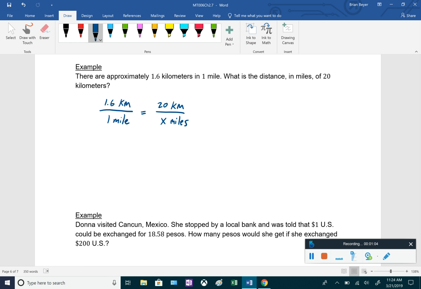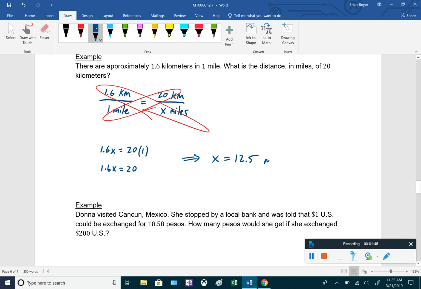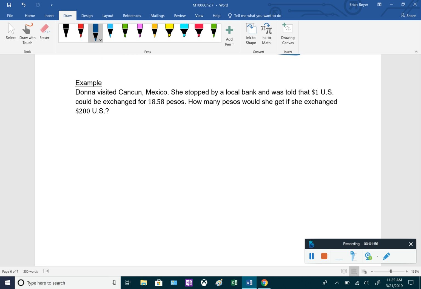Solving this for X, I'm going to cross multiply. I'm going to multiply those two and those two, and it's going to be 1.6 times X equals 20 times 1. So this is going to be 1.6x equals 20. Divide both sides by 1.6, and that's going to give us x equals 12.5 miles. So 12.5 miles is the same thing as 20 kilometers. Okay, for the next one.